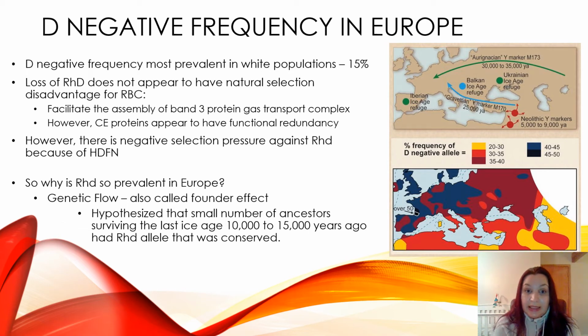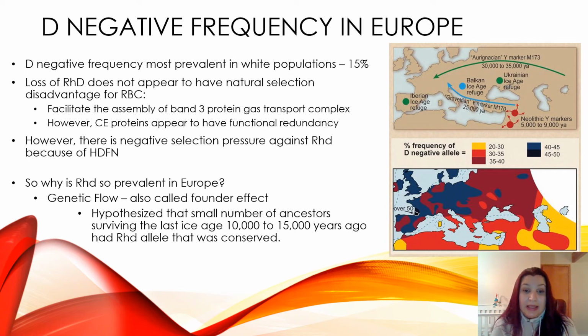But there is a negative selection pressure against Rh negative alleles because of the hemolytic disease of the fetus and newborn. So, you know, it begs the question, why are RhD negative alleles still so prevalent in Europe? And the answer to this is genetic flow, also called the founder effect.